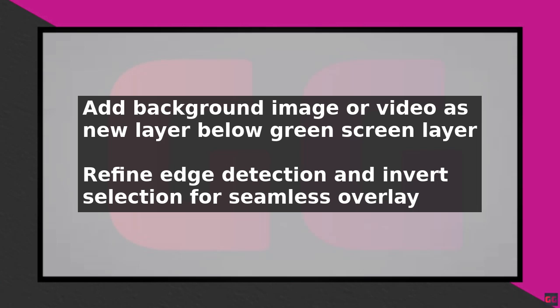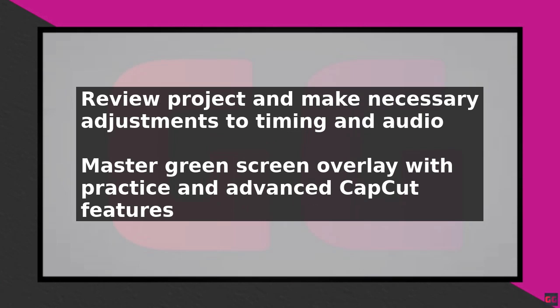Finally, review your project and make any necessary adjustments to the timing, audio, or visual effects to ensure a polished final product. With these steps, you can successfully overlay a green screen in CapCut and create professional-looking videos with ease.